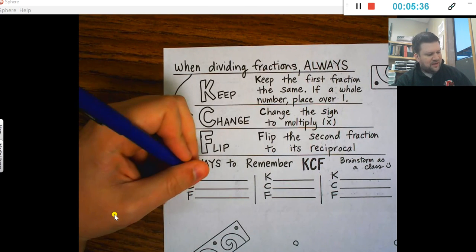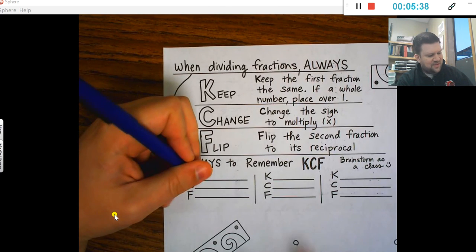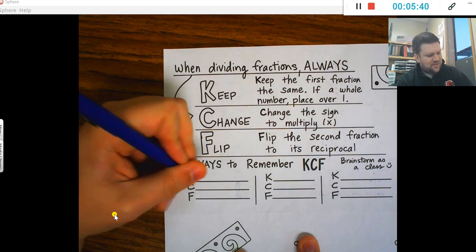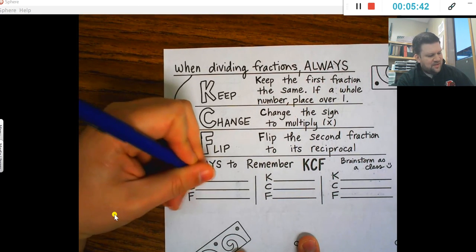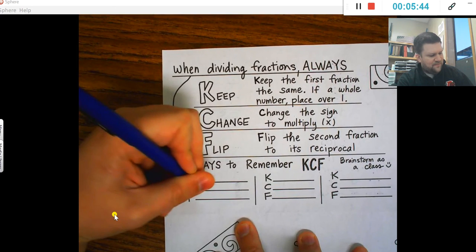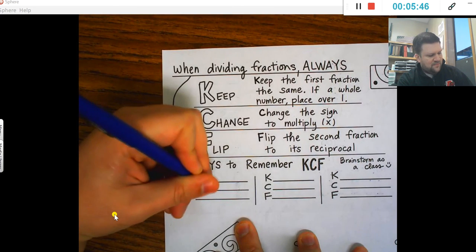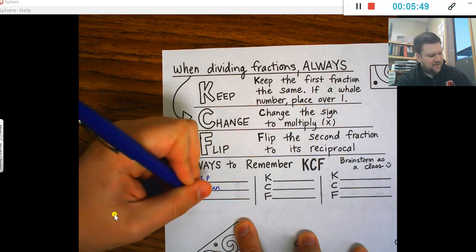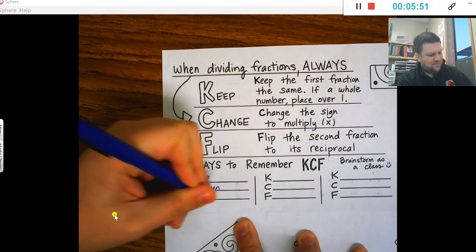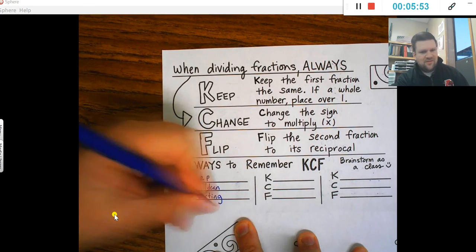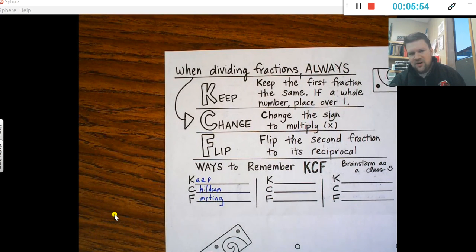So the first one, I'll leave it as keep. So keep, children, farting. Keep children farting. That should help you remember keep, change, flip, right? And if you fart in the middle of filling this out, then you're going to be in trouble.